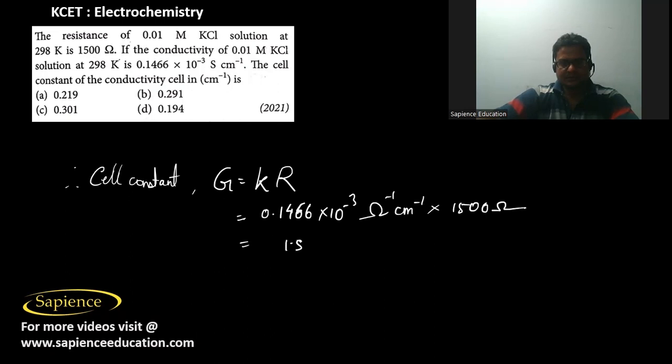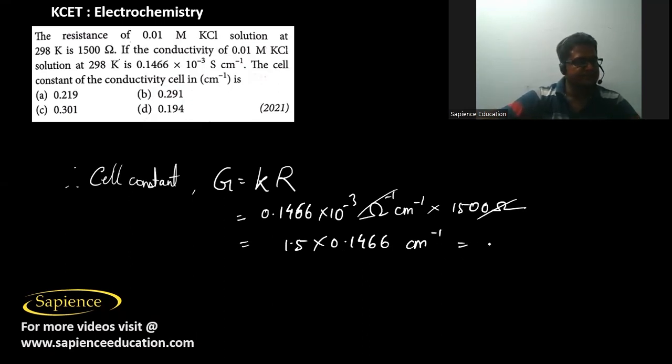So it will be 1.5 into 0.1466, and ohm per ohm will cancel. So this will be per centimeter. This will be approximately equal to 0.219 per centimeter. So option A is the correct answer.